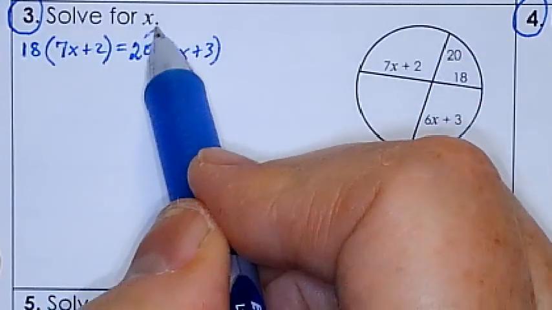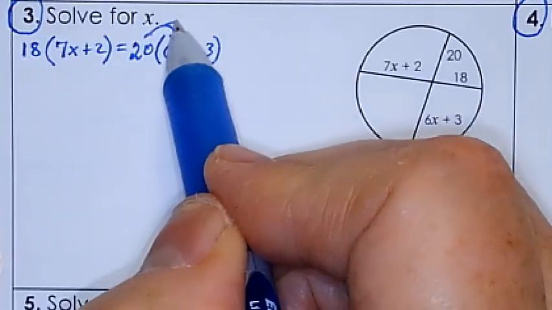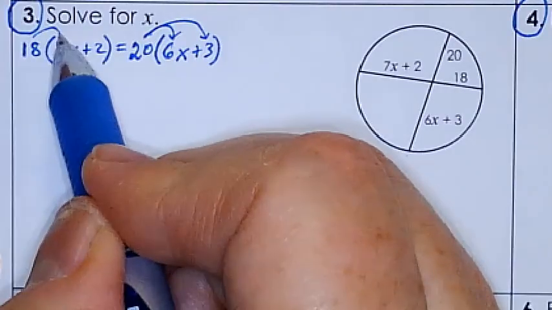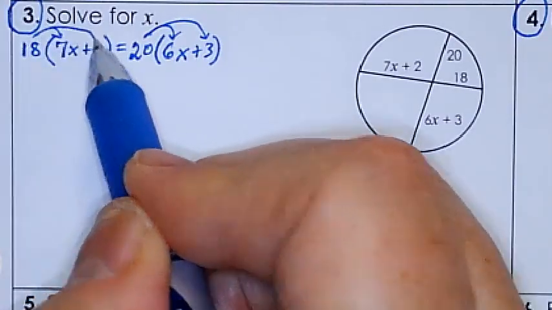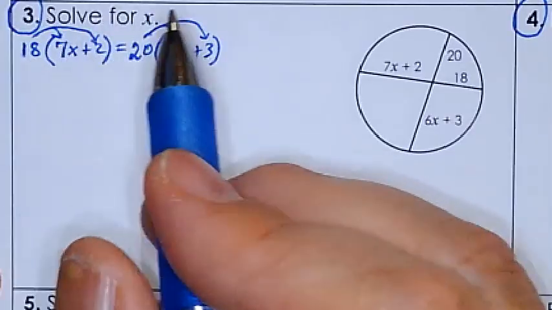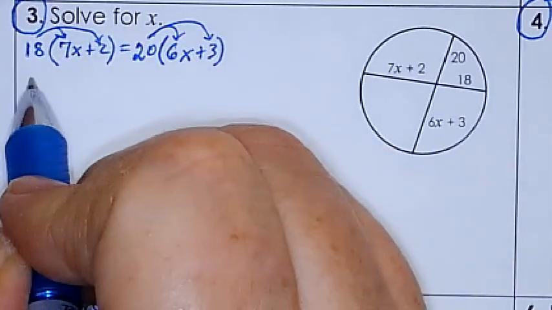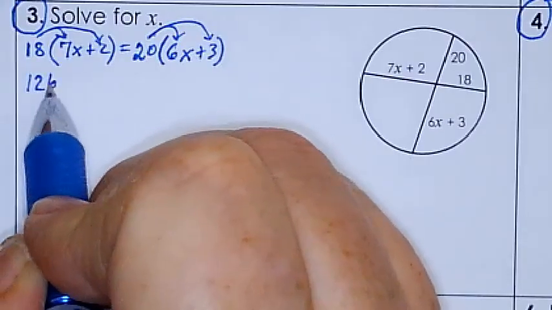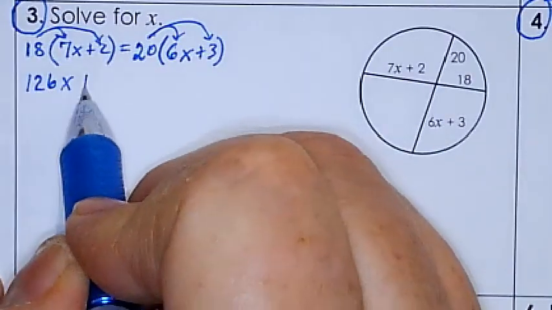When I multiply this, I distribute to both. So not only do I say 18 times 7, what did you say it was? 126, see that? I appreciate that. Plus 36. 20 times 6, which is 120. Okay, all right.